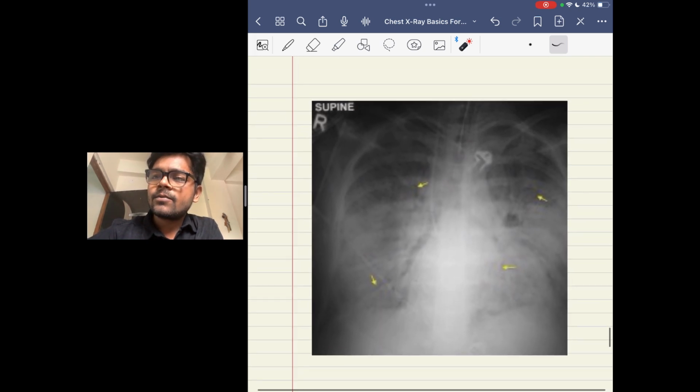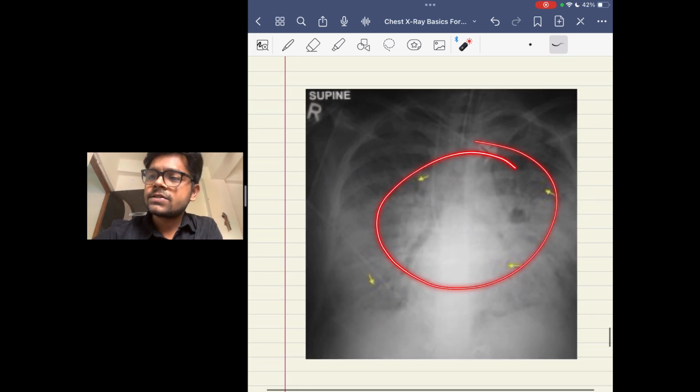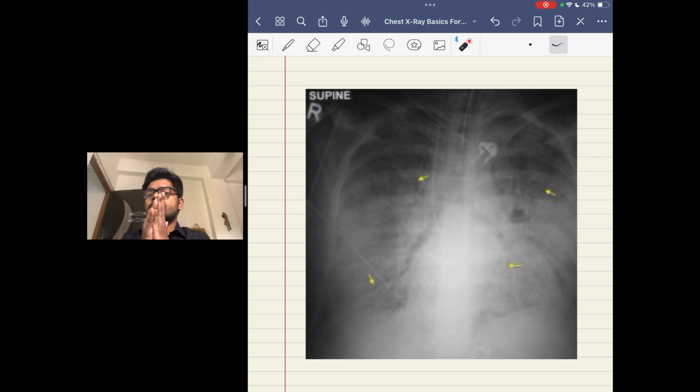Now let us go back again to this X-ray, which is sort of confusing with the heart failure X-ray. But it is not heart failure, because you can see that the air bronchogram sign can be seen everywhere in the X-ray. Although they are having a hilar congestion, it is also extending up to the lower zone in both the lungs, mid zone and the lower zone.